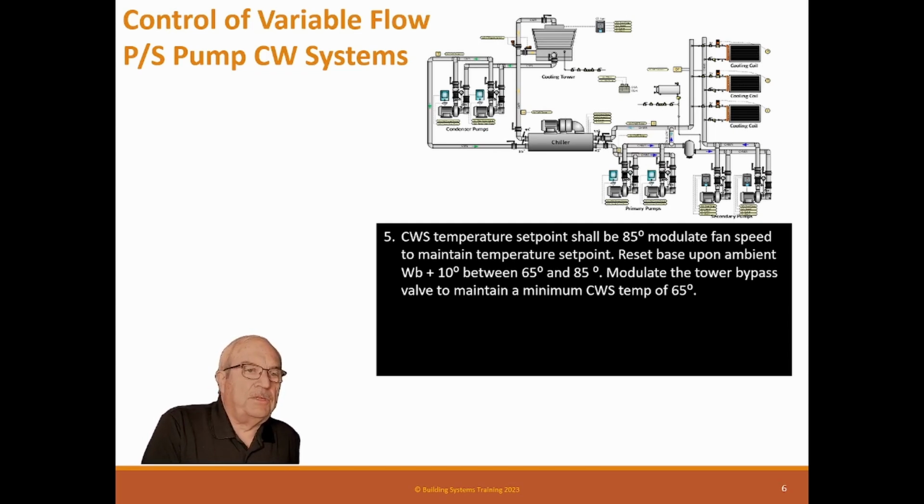Modulate the fan speed to maintain temperature set point. Reset that temperature based upon ambient wet bulb plus 10 degrees between 65 and 85. Modulate the tower bypass valve to maintain a minimum chill water supply temperature of 65 degrees. Well, the reason we're doing all this with this 10 degrees above wet bulb is we have found that a chiller is much more efficient with lower lift.